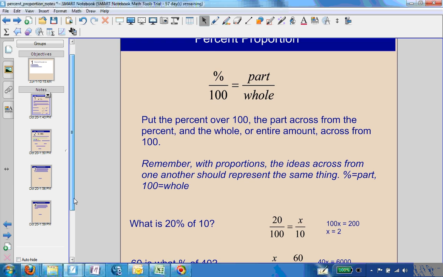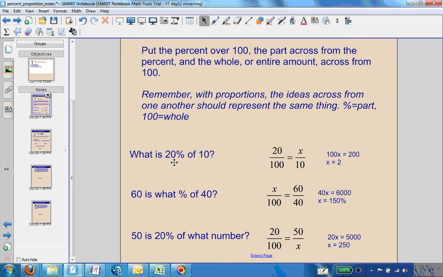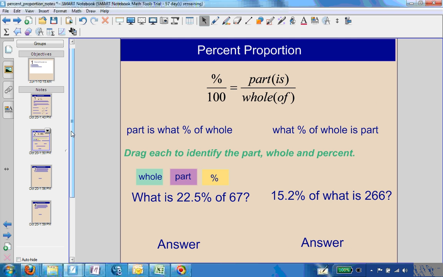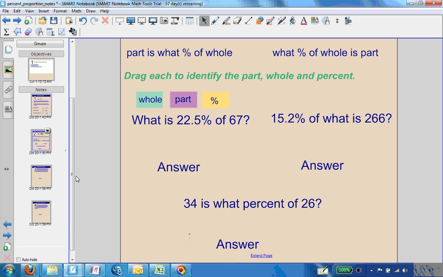So your first example, we were solving for the is, or the part. In the second example, we were solving for the percent. And in the third example, we were solving for the of, or the whole. Let's look at some more examples. On this page, we're going to go through and we're going to identify the whole, the part, and the percent, and then we'll set up the problems.